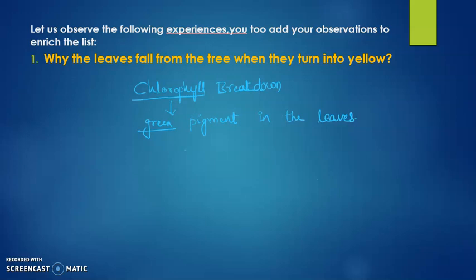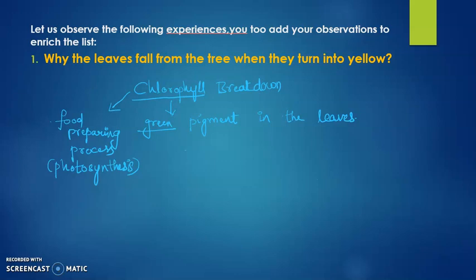Okay. So what is the use of chlorophyll? It is used for the food preparing process. What do we call the food preparing process? We call it photosynthesis. Okay. So that is what chlorophyll means, what it is used for, and why plants look green in color: due to the presence of chlorophyll.